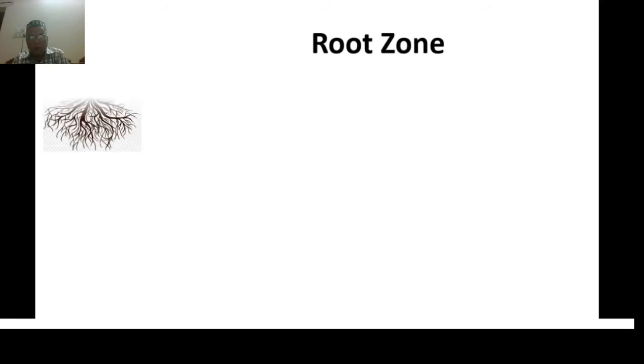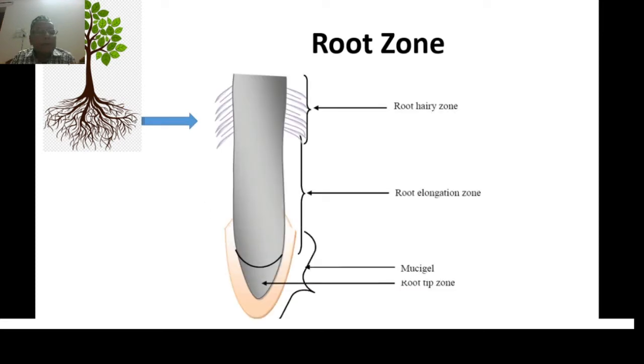The root zones. If we see a very young root, it is composed of three distinct zones: the root hairy zone, the root elongation zone, in which the meristematic activity is very high, and finally at the tip there is the root tip or root cap zone. Outside there is a layer known as mucigel, which is mainly composed of gelatinous substances that are secreted by the root.